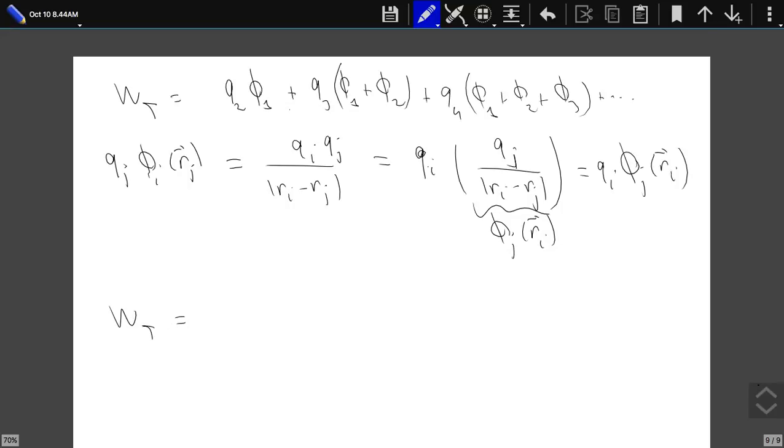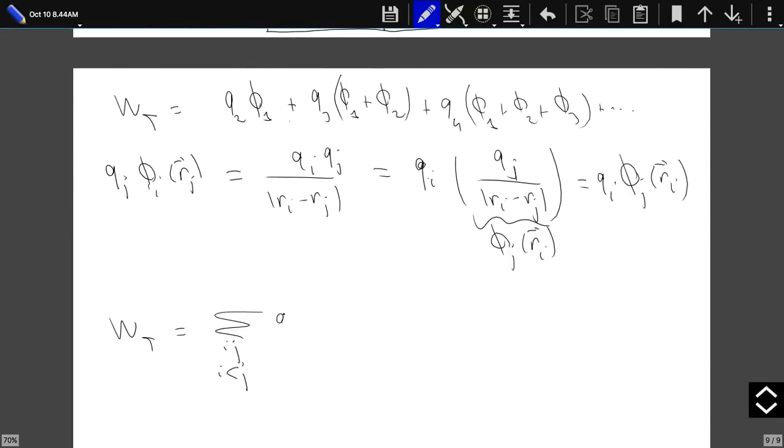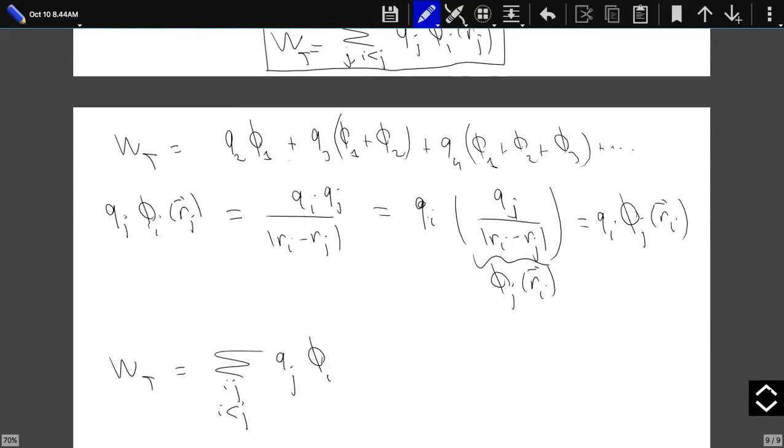Let me just use the previous general sum. We had the sum over i, j, i less than j, of Qj times phi i of rj. This is equal to the sum over i, j, i less than j, of Qi phi j of ri, because of this thing we used.